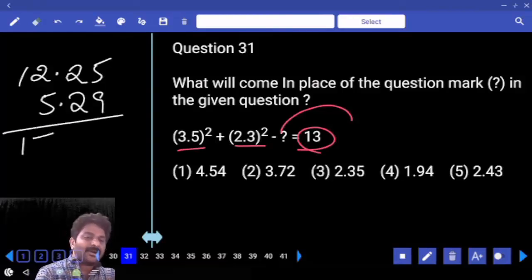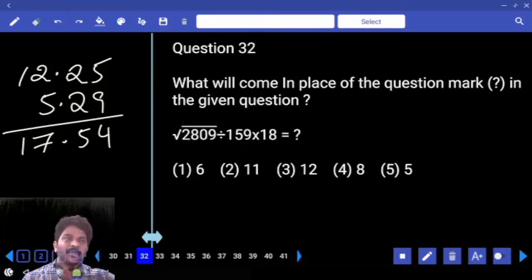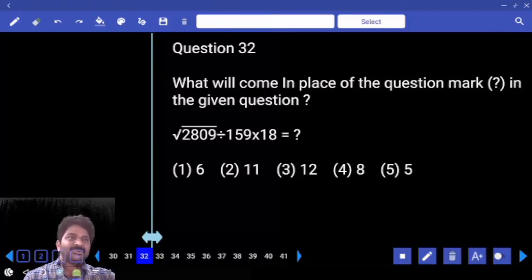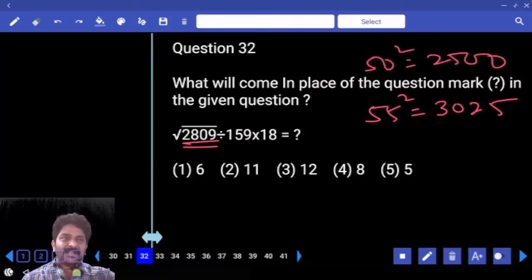So now, out of 17.54, if you subtract 13, answer 4.54. 2809. 50 square is 2500. This is more than that. 55 square is 3025. So this is between 50 square and 55 square and ends with? So between 50 and 55, which square ends with 9?